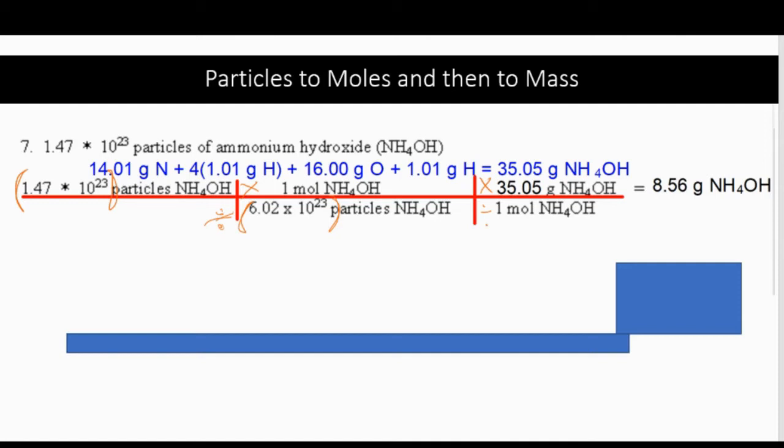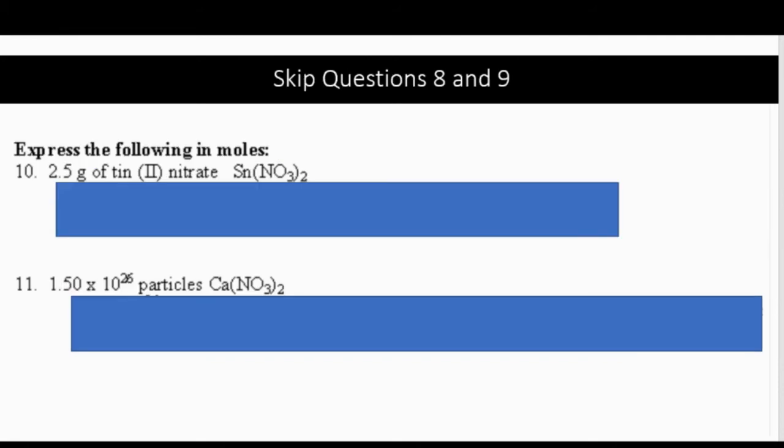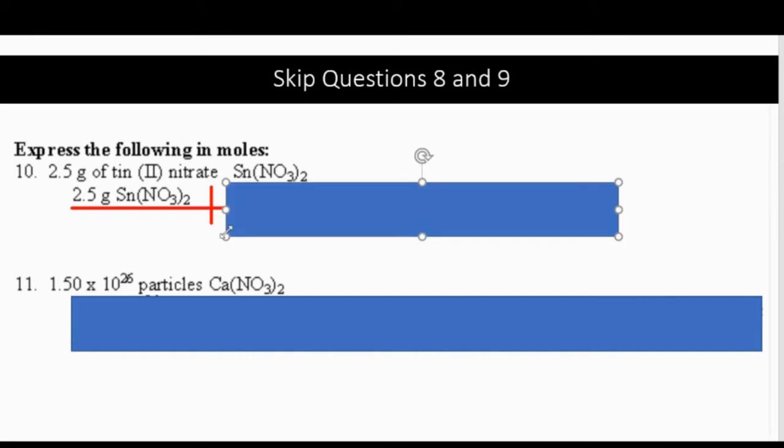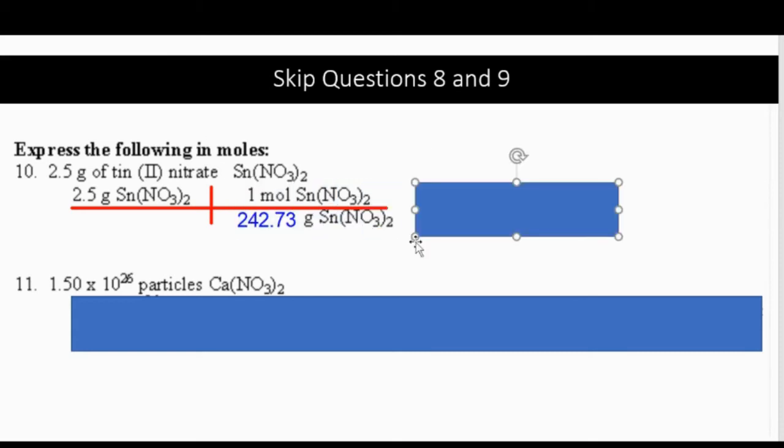All right, hopefully that worked for you. Express the following in moles. Okay, let's just write down our given. Always a good idea to start by writing down the given. Here we go. So this time the given is in grams. How do we change grams into moles? We use the periodic table. And so I went to the periodic table and I put together what 1 mole was.